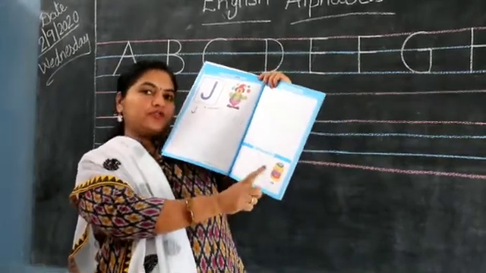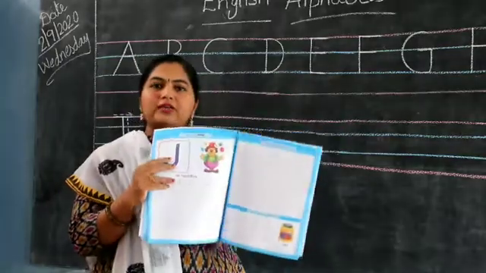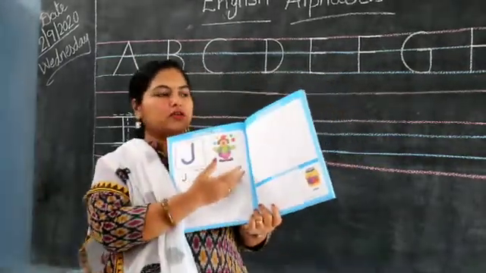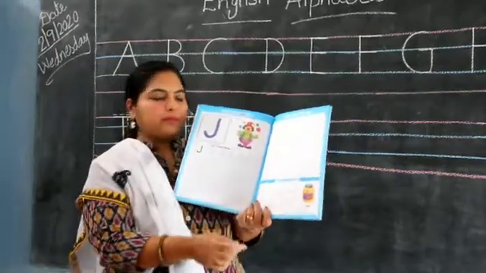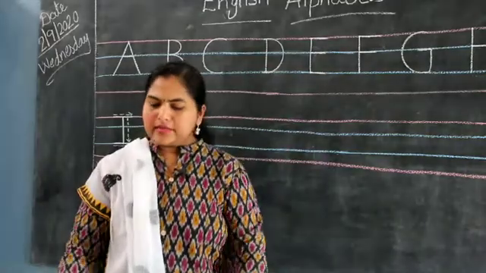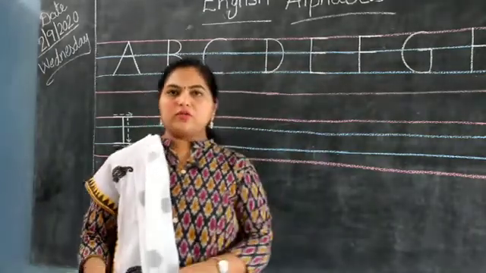J, and J is for jam. See how many words you all get to learn, right? J is for jug, J is for joker and J is for jam. So learn all these while you're writing. So next letter which I'm going to teach you all is what? What comes after J?